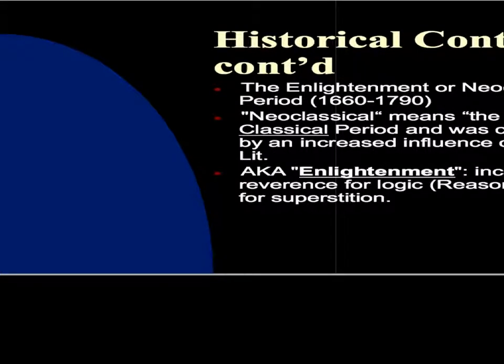Since the Renaissance focused so much on the classical period and religion, that gave way to the Enlightenment, or neoclassical period. This neoclassical or new classical period was characterized by an increased influence of classical literature. It's called the Enlightenment because of an increase in reverence for logic and reason and a disdain for superstition. And that's just a nice way of saying a disdain for religion. Needless to say, this was an increasingly secular age.